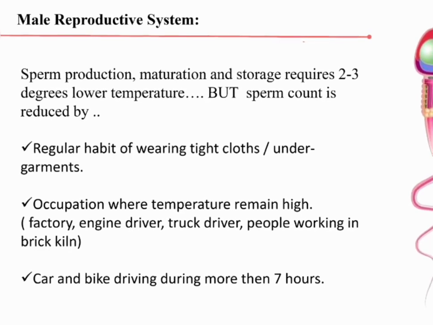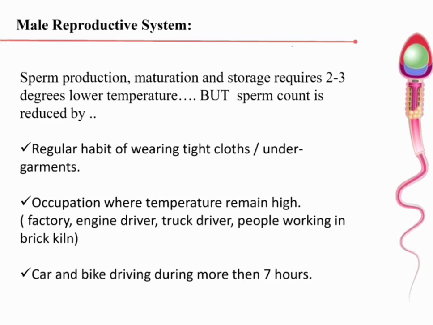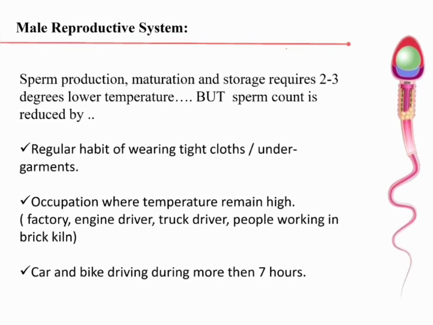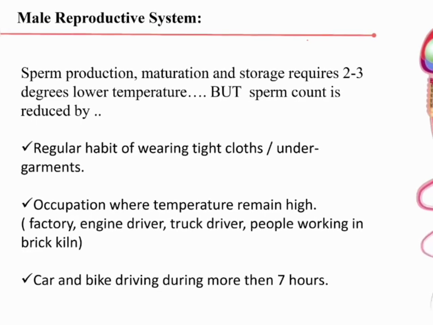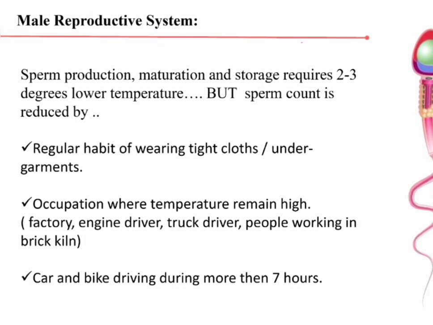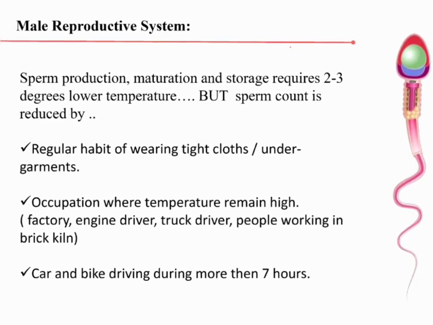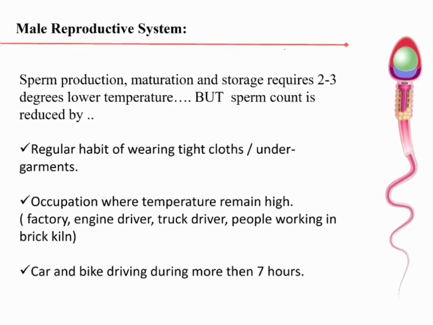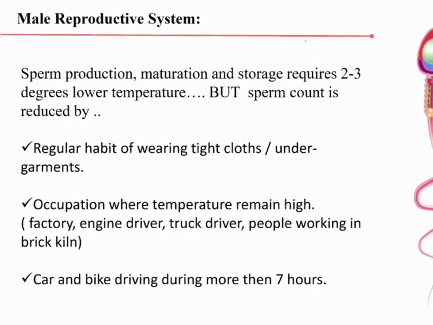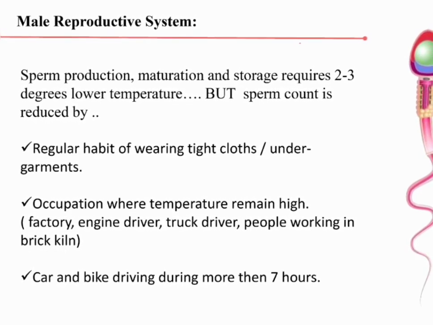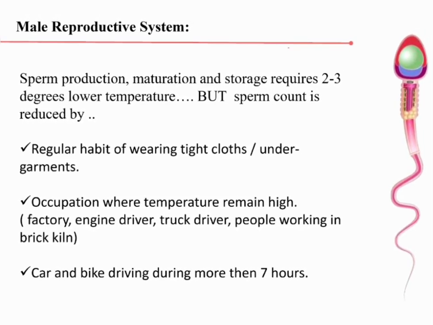Sperm production, maturation and storage require a temperature 2 to 3 degrees lower. But sperm count is reduced by the regular habit of wearing tight clothes or undergarments. Also in occupations where temperature remains high, for example factory workers, engine drivers, truck drivers, people working in brick kilns, and car and bike driving for more than 7 hours.